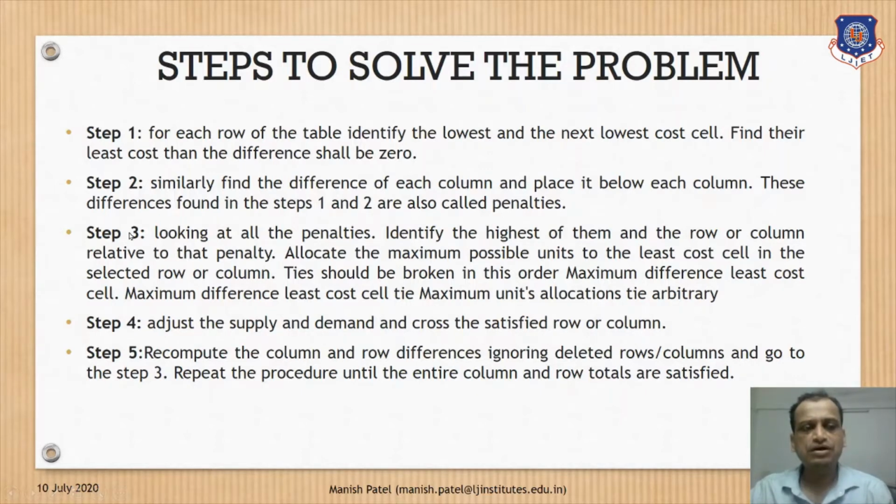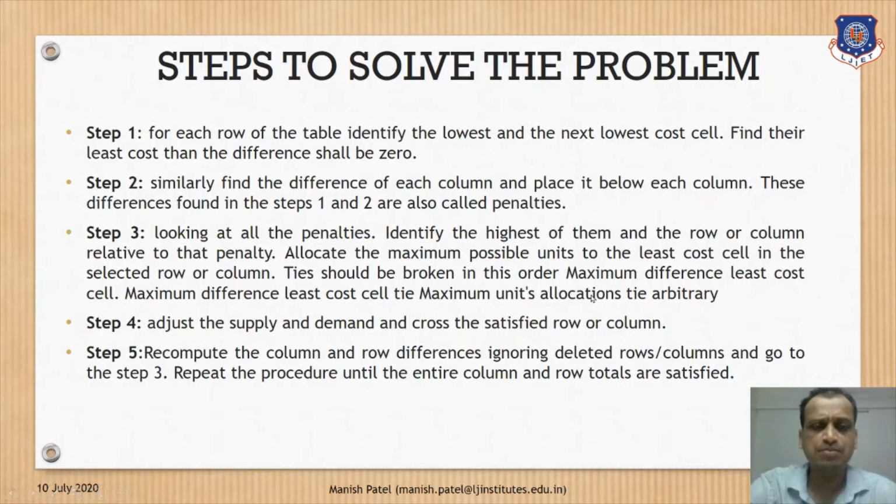Now what is the third step? You will look at those penalties. Whichever penalty is the highest, you will select that penalty. Let's say for example in a row you have found the highest penalty, then you will select that row. Now in that row, you will find the minimum cost, the least cost in that row. Here you can do the maximum allocation in that lowest cost cell. Now what happens if there is a tie? If there is a tie, you will look for the maximum unit allocation.